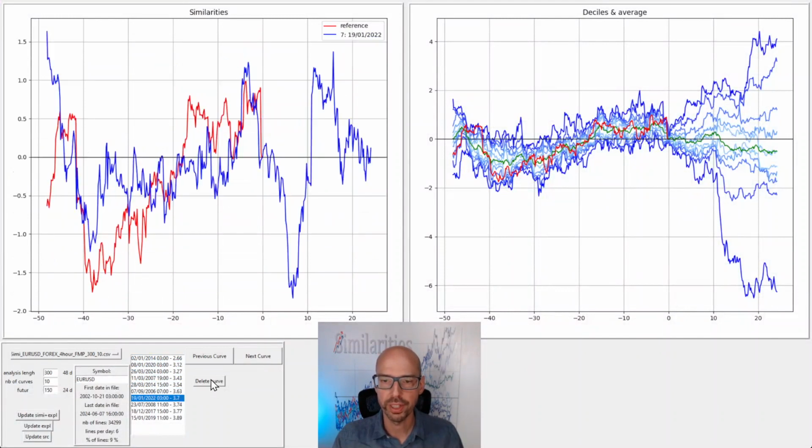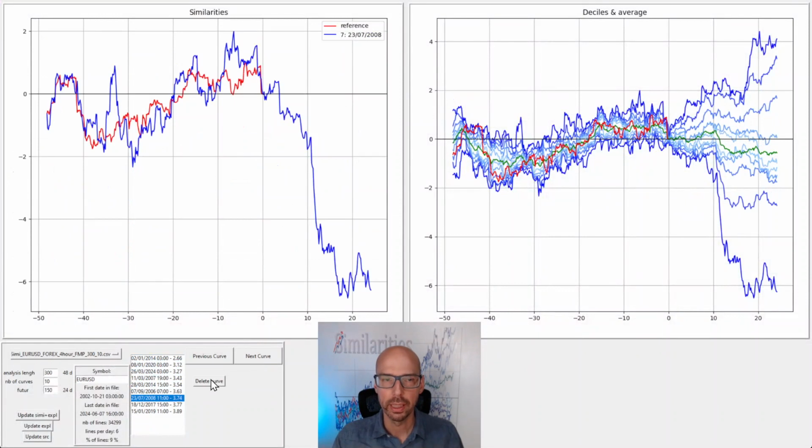This one is too fuzzy. I will delete that one. This one does have less short-term volatility and more amplitude, but okay, I will keep it.